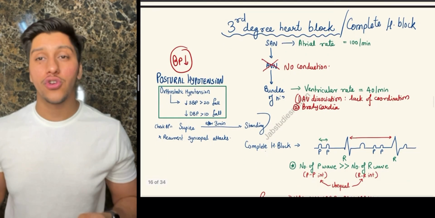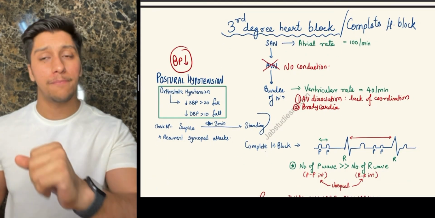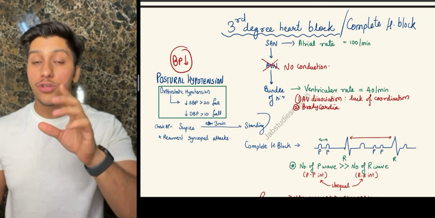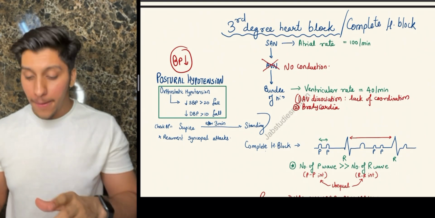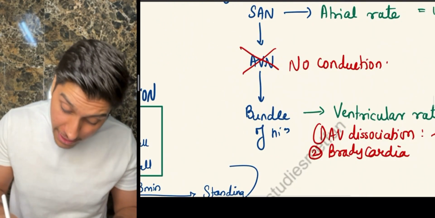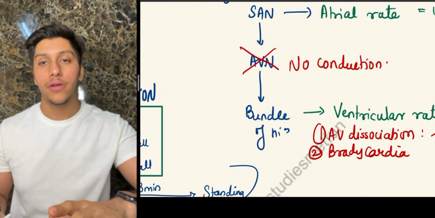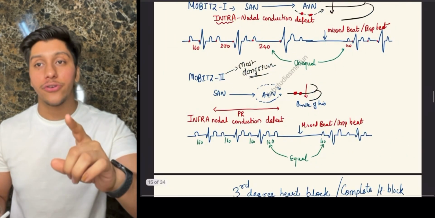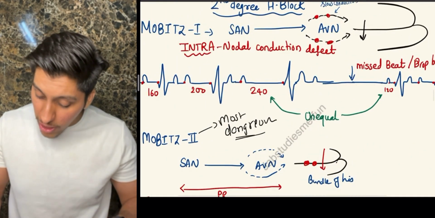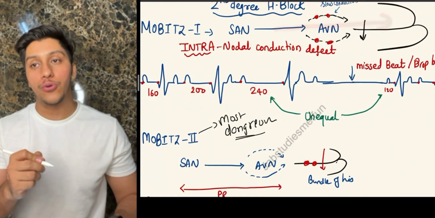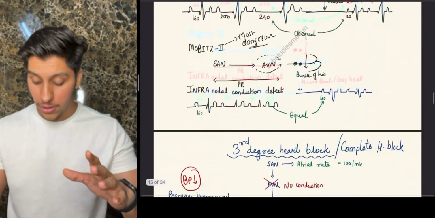Next condition, guys, is going to be a third degree heart block, also known as a complete heart block. In this condition, you are having an intranodal block, but the intranodal block is complete. Complete means the AV node is completely not working at all. In case of Mobitz 1, you had an intranodal block, but there was some passage. You were allowing some of the impulse to go through. Over here, it is a complete heart block in third degree.